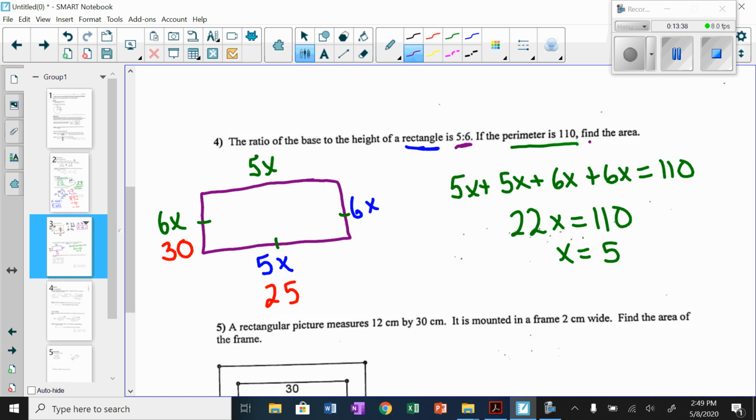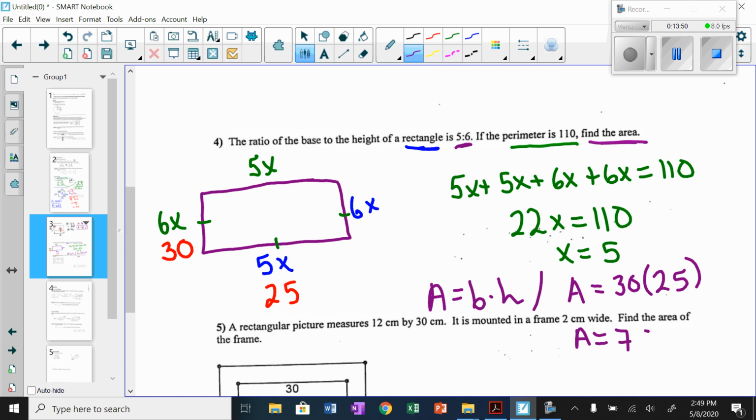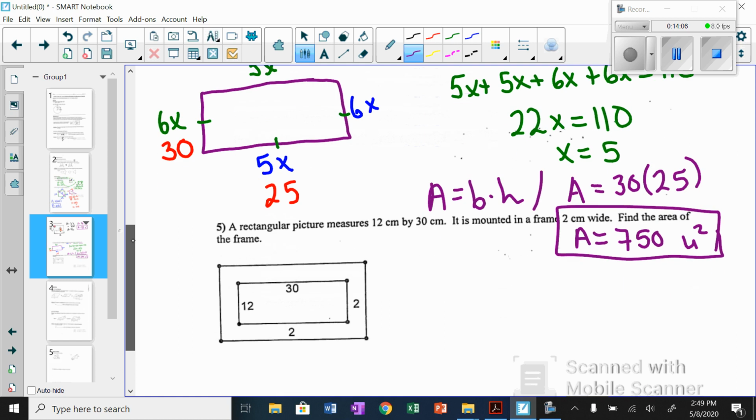So now it's saying find the area. Well, the area is easy. Area is base times height. So our area is going to be 30 times 25, which is going to give us 750 units squared. All right, let's keep going.